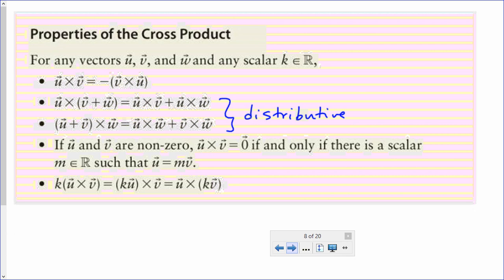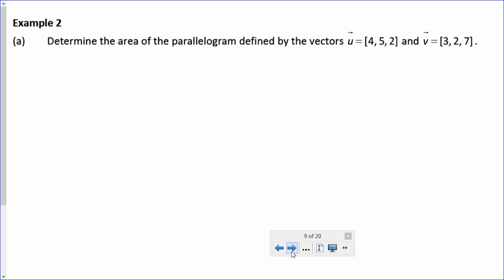Properties of cross product. So now, hello, Miss.